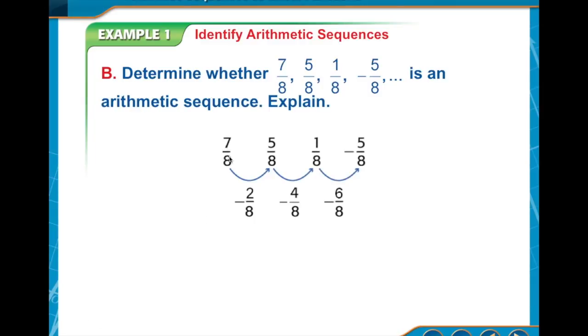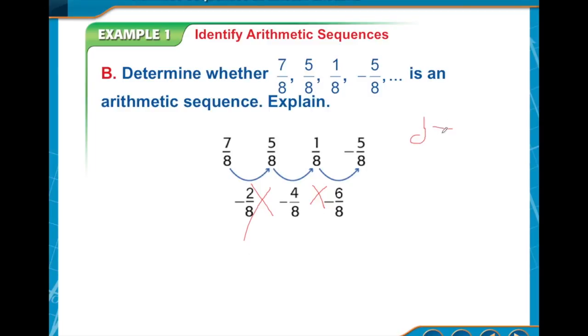So if I'm at 7/8, I go down to 5/8, I lost 2 eighths. If I'm then at 5/8 and I go to 1/8, how many eighths did I lose? Well, I lost 4 more. So that's a negative number when you go down. Tracking it one more time, from a positive 1/8 to a negative 5/8, I lost 6 of them. So now I'm looking at how these numbers are changing, and to answer the question, we need to know, are these the same? Well, we can see that they are absolutely not the same. These numbers are different here, these are different here. So there's no common difference.